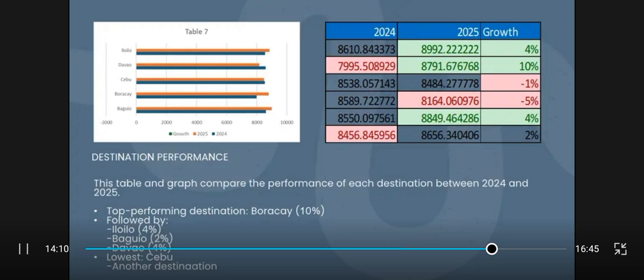Destination performance. This table and graph compare the performance of destinations from 2024 to 2025. Boracay had the highest growth with 10%, Iloilo and Davao increased by 4%, while Baguio increased by 2%, Cebu had a slight decrease of 1%. Overall, some destinations improved while others decreased.